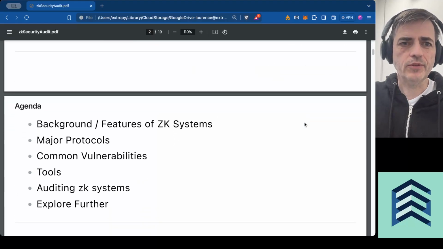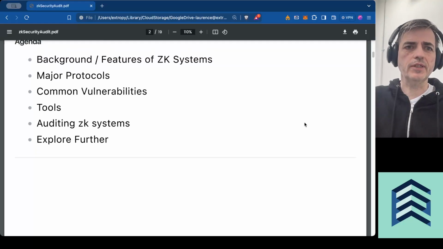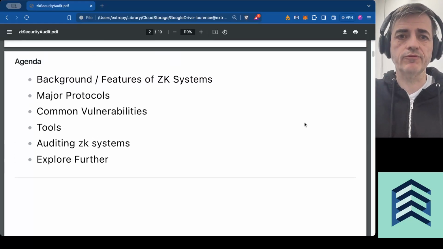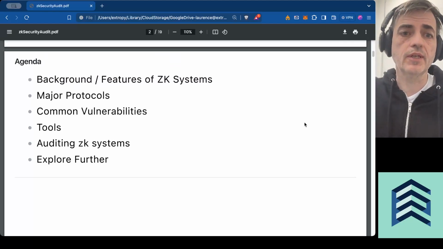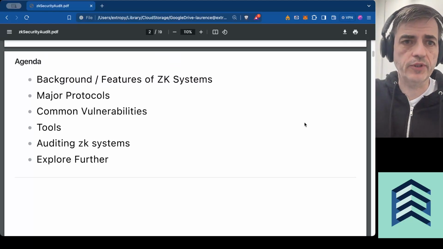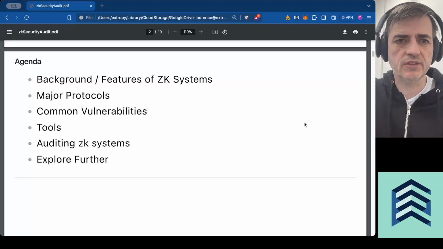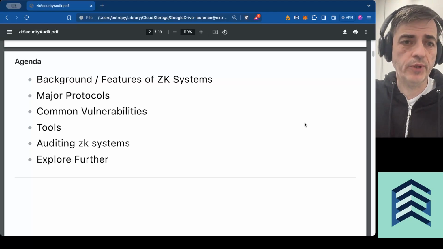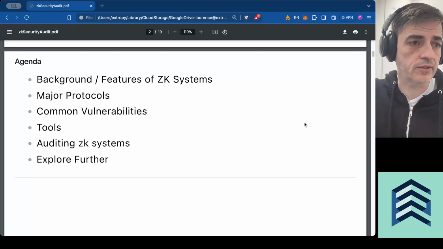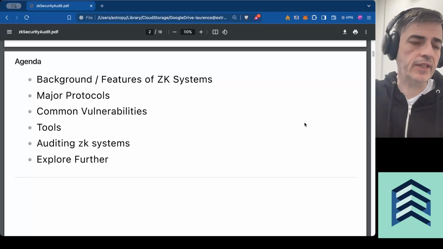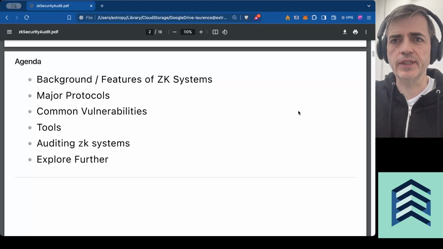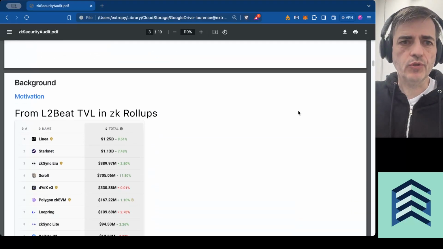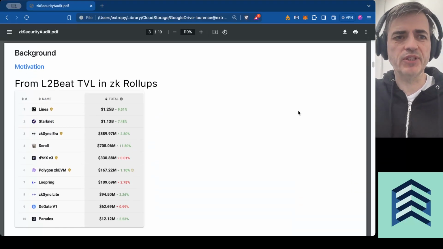Okay, so what I want to talk about today, I will give you some background and features about zero-knowledge systems. We'll just quickly overview the major protocols in that space. Then we'll move on to looking at some of the common vulnerabilities that have been found. We'll have a quick overview of the tools. We'll talk about some of the aspects of auditing ZK systems, and then I'll give you some links where you can explore further.